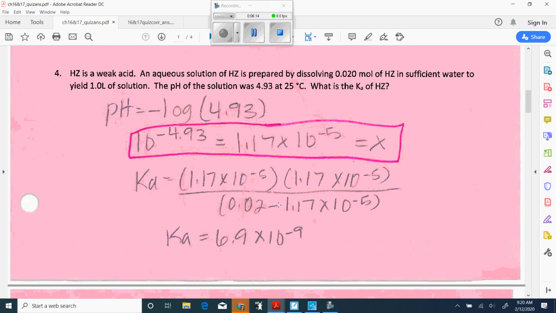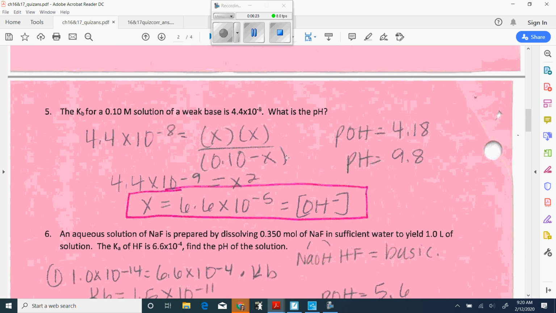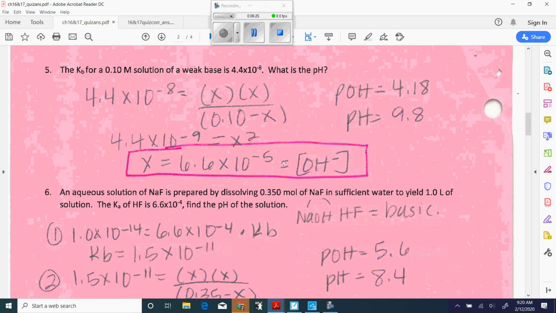Weak acid math on this one. I just looked for what's in the pink box. That's how I could tell if you knew what you were doing. Weak base math. Easy peasy lemon squeezy.